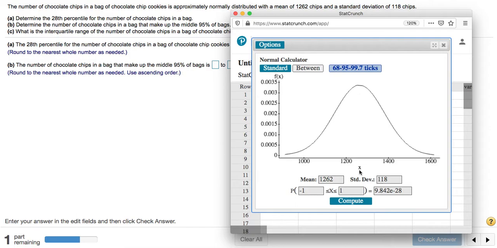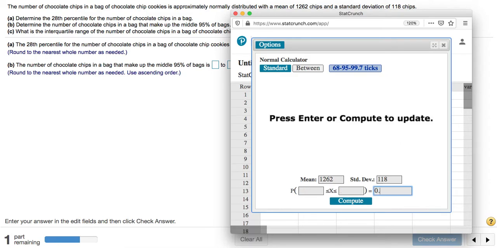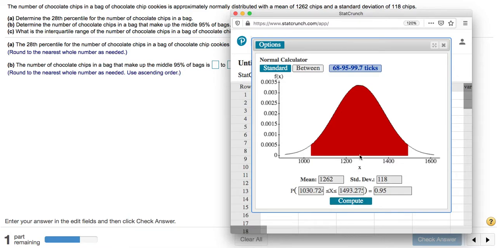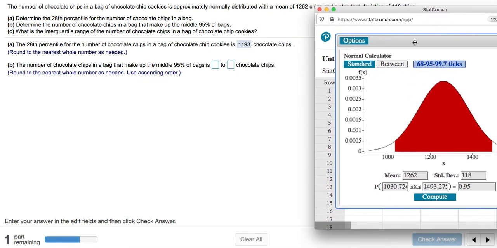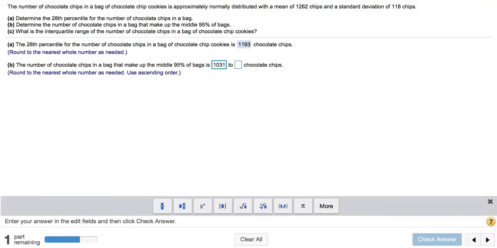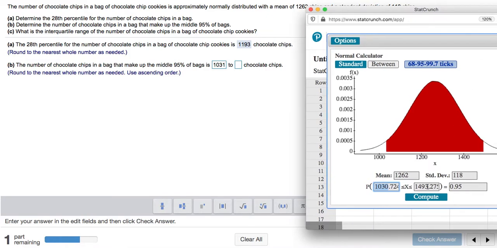We're going to leave the mean and the standard deviation alone. But to say you want the middle 95% of the data, that means you put 0.95 here as a probability, which represents 95%. If you click compute, it'll tell you how far you go to the left from the center, that's the smaller number, as well as how far you have to go to the right, that's the larger number, so you've accumulated 95% of the data. So the smaller number, if we round to the nearest whole number, is 1,031. I'm going to put that here. And then the larger value, rounded to the nearest whole number, is 1,493.